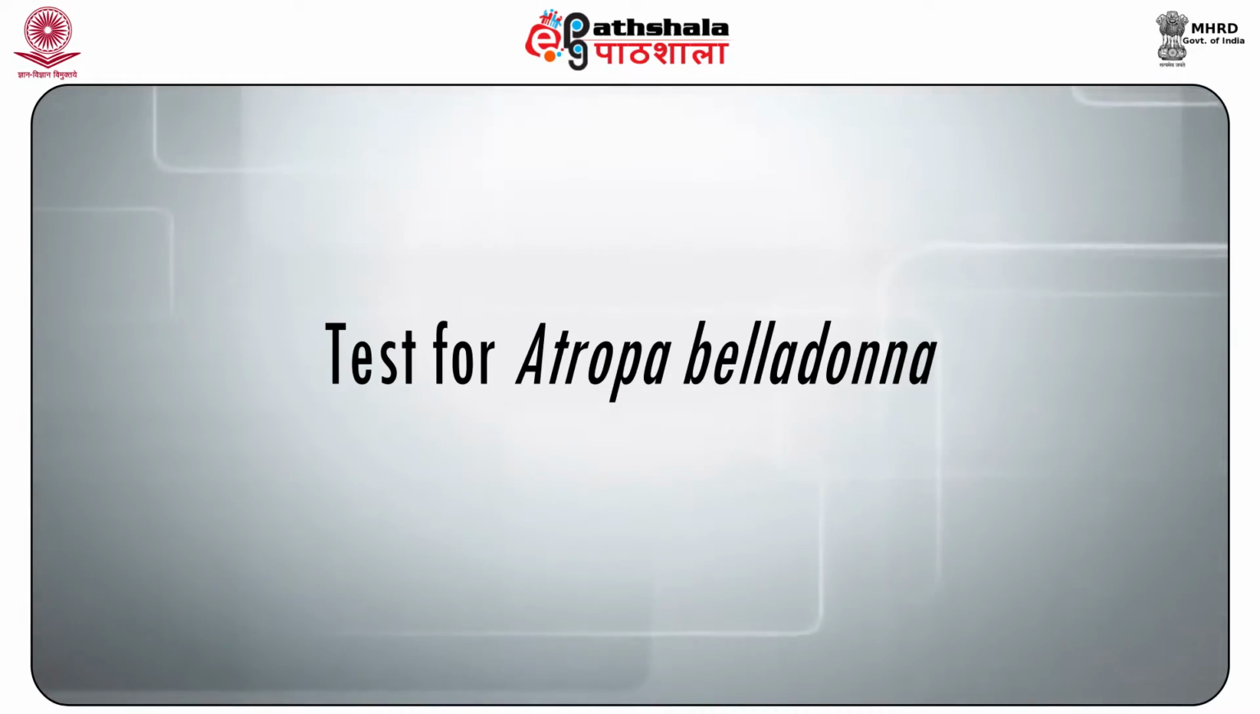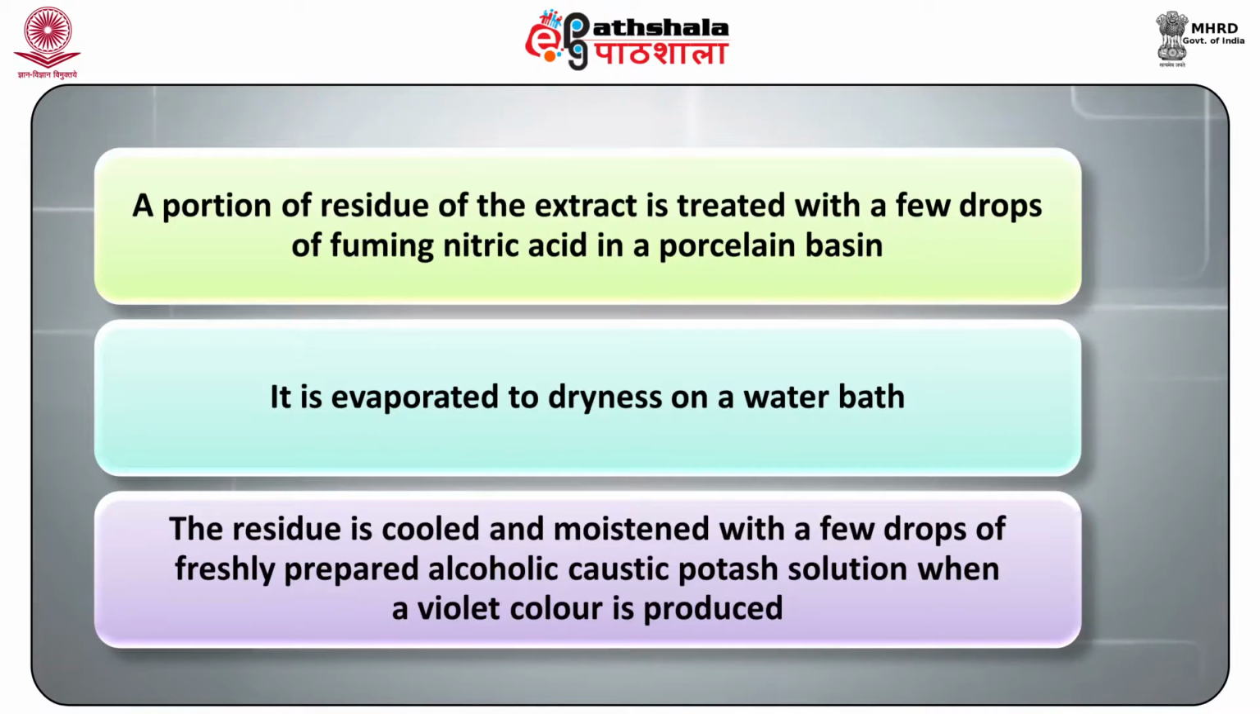Next are the tests for Atropa belladonna. Starting with this is the Vitali's test. In Vitali's test, a portion of residue of the extract is treated with a few drops of fuming nitric acid in a porcelain basin. It is evaporated to dryness on a water bath. The residue is then cooled and moistened with a few drops of freshly prepared alcoholic caustic potash solution when a violet color is produced, which soon changes to red and finally disappears. The color may be made to reappear by adding more alcoholic caustic potash solution.